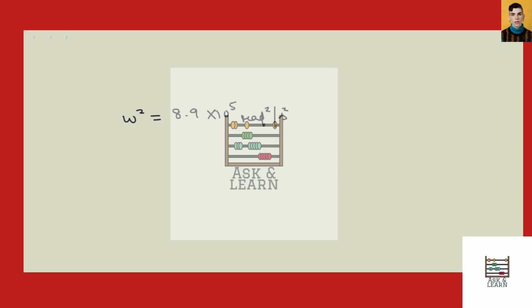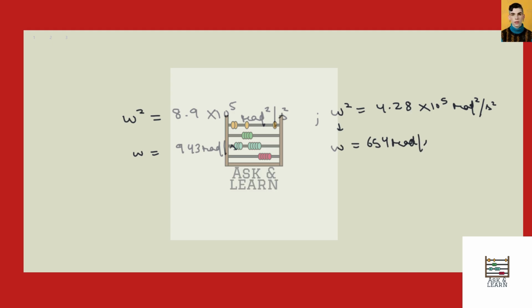So omega comes out to be 943 radian per second. This is one value, and the other value is omega square equals 4.28 into 10 raised to power 5 radian square per second square. This gives us omega equals 654 radian per second. So these are the two possible values. Now we go to the D part.